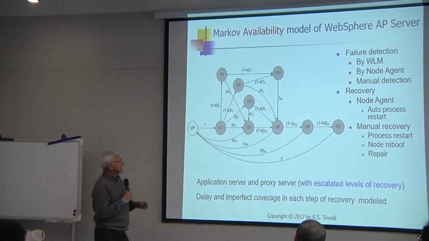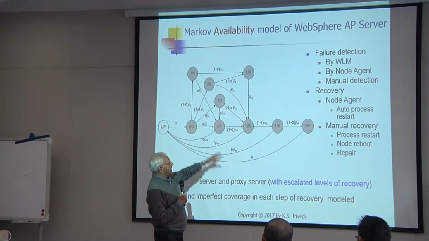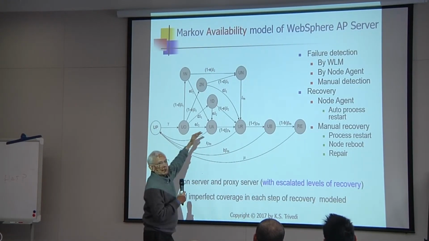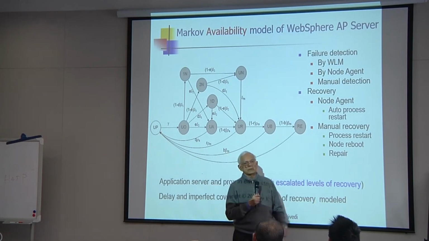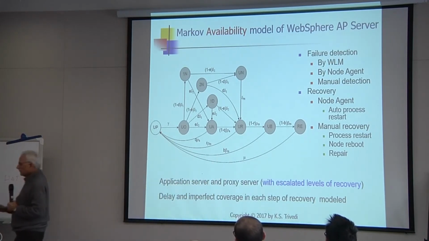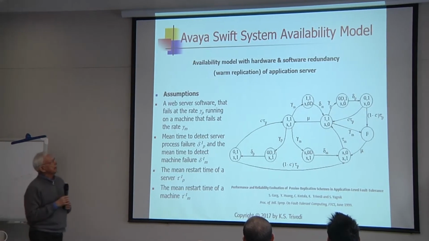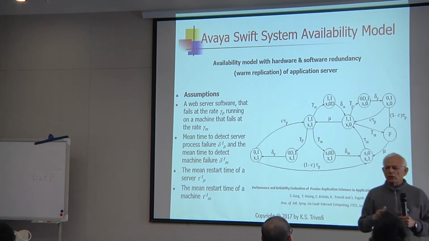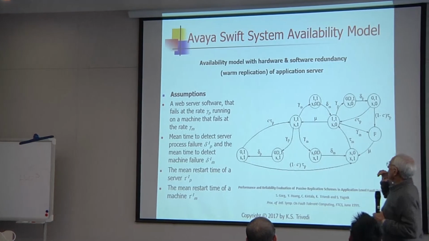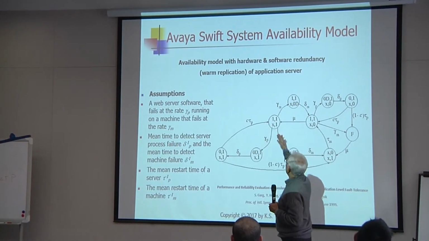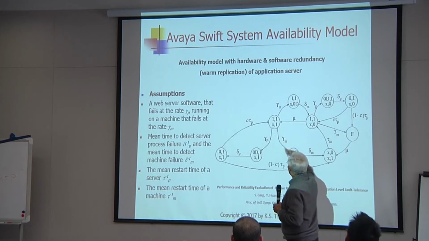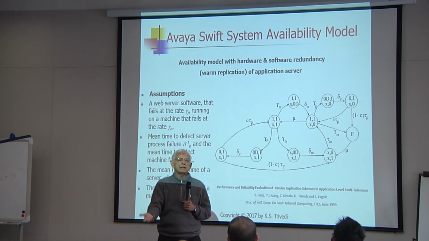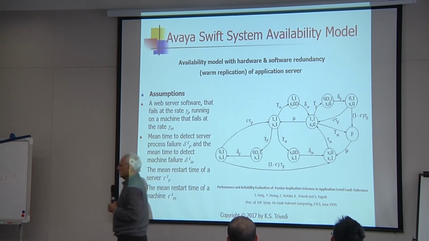So in this particular case, we have delay and imperfect coverage in each phase of recovery. These are called escalated levels of recovery, that is, simplest recovery first, more complex later, and so on, right? There are other examples. This is an example from Avaya Bell Labs, in which there were two servers, one warm and the other hot. The server can fail, the software can fail, or hardware can fail, and so on. All kinds of details. Again, talking to the engineers who are familiar with the system and just translating whatever they are saying into a model.